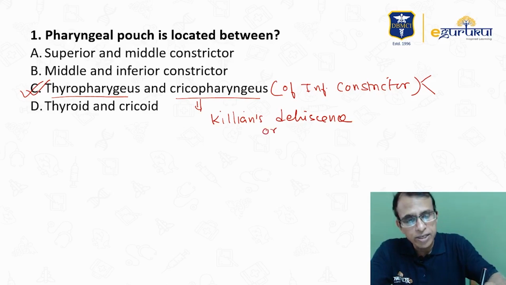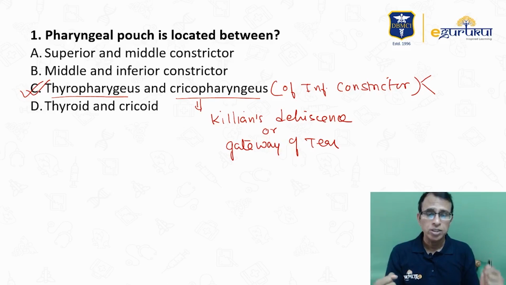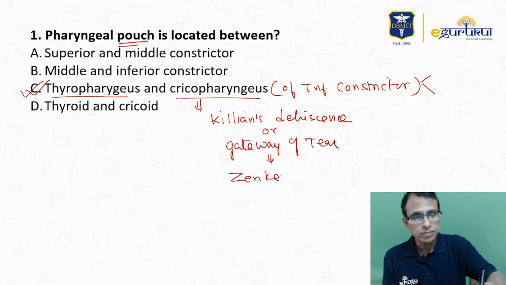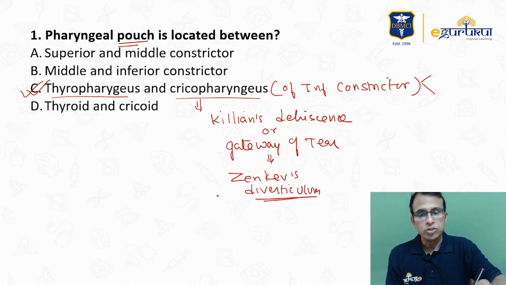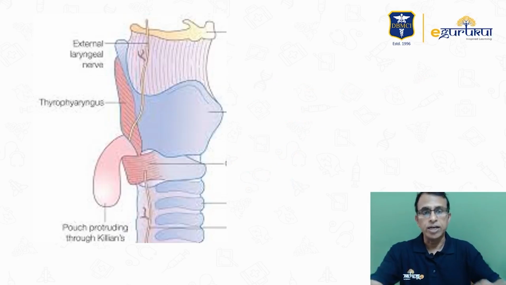The other name for this area is gateway of tears. Tears, the tissue gets torn, gateway. So it's a weak area. And sometimes the mucosa prolapses through this and forms a pouch. And this pouch is called Jenker's diverticulum. So it is talking about this one, pharyngeal pouch, and the answer is thyropharyngeus and cricopharyngeus.